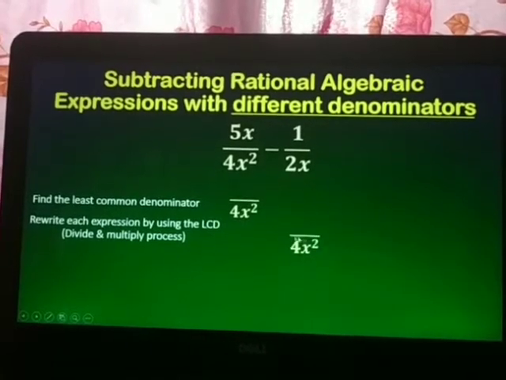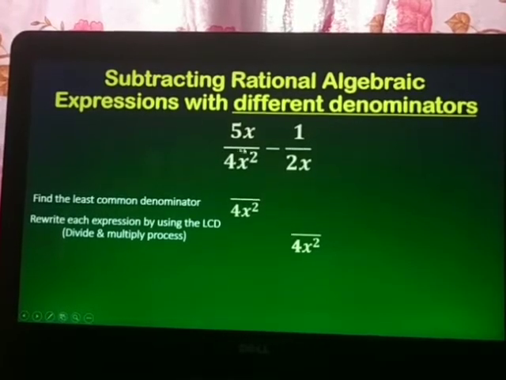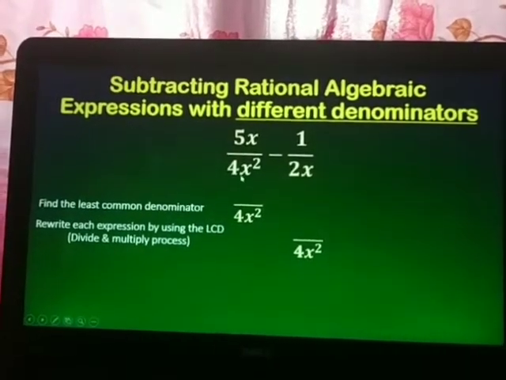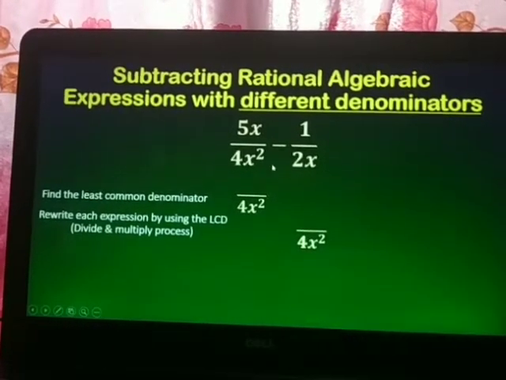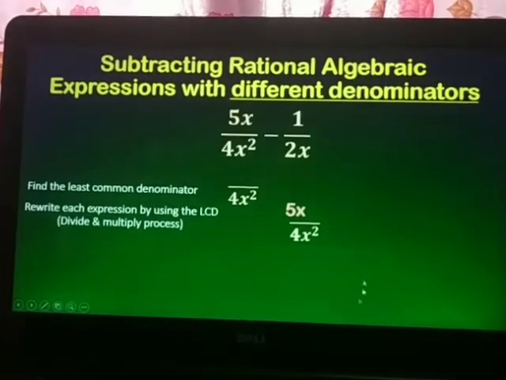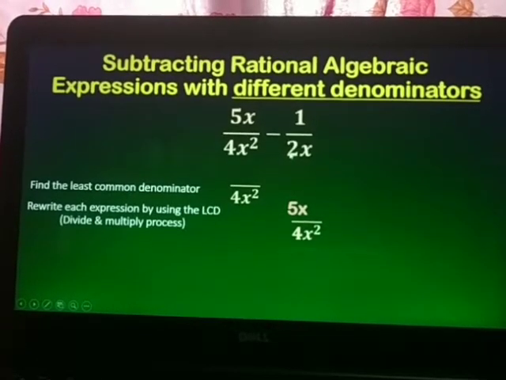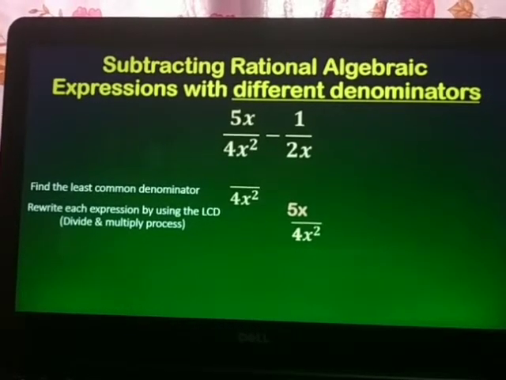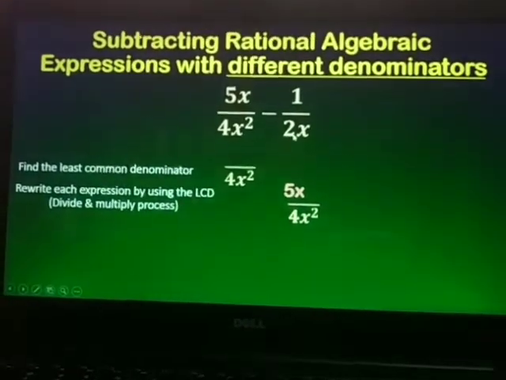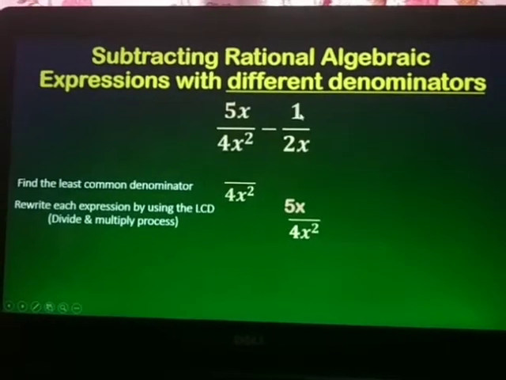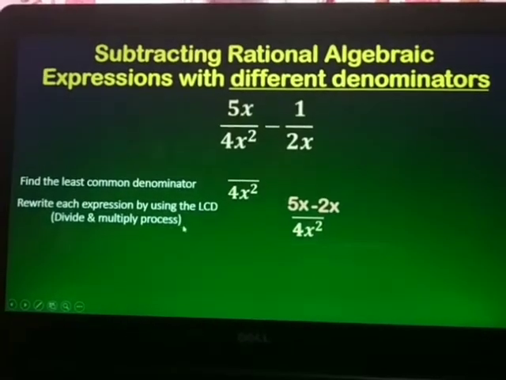Using our 4x squared as LCD, let's divide it by the denominator of the first given. 4x squared divided by 4x squared is 1 times 5x. And so the answer is 5x. Copy minus. This time, 4x squared divided by 2x. That's 2x times 1. Again, 4x squared divided by 2x is 2x. 2x times 1. And so the answer is minus 2x. That's the divide and multiply process.